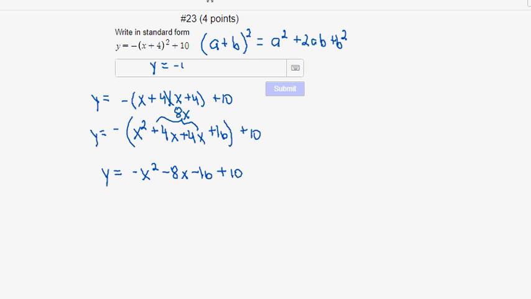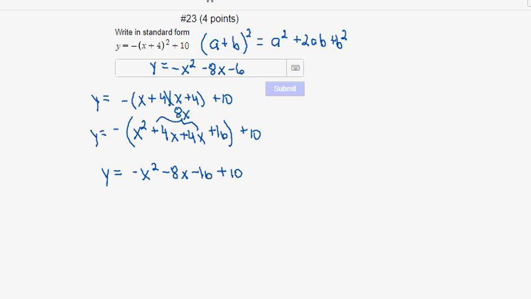Y equals negative x squared, make that look better, negative x squared minus 8x, negative 16 plus 10, minus 6. And again, it needs to have that y equals, or else it's not an equation. It's just an expression. All right, and that is it for this video.